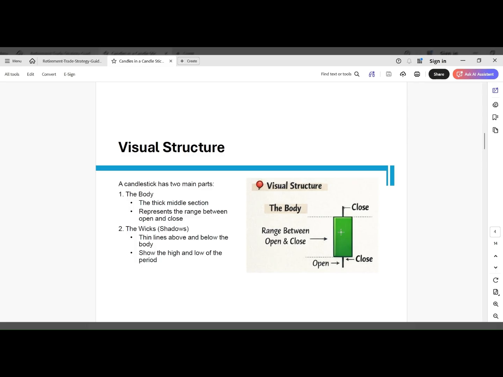The wicks, or shadows, some people call them. Those are the thin lines that you see sometimes on the top and the bottom, and sometimes on both. What this represents, at least this is what I'm told, is that the thick part of the body is where somebody placed an order and that order got fulfilled. That kind of makes sense when you think about it. But sometimes orders are placed and they don't get filled. And why don't they get filled? Well, they don't get filled because somebody disagrees with the price that a person has placed an order at for that time frame.